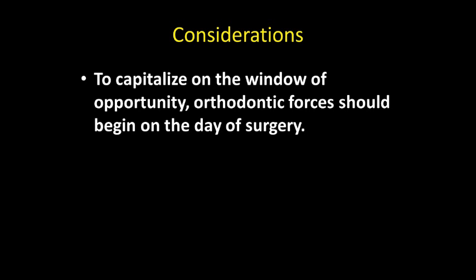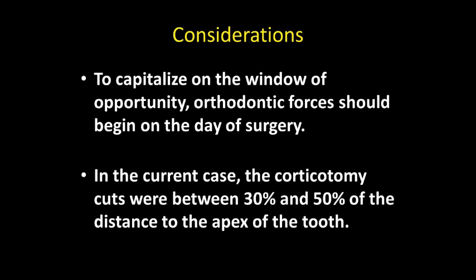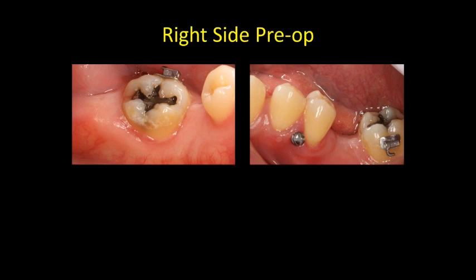And now, considerations. First, to capitalize on the window of opportunity, orthodontic forces should begin on the day of surgery. Second, in the current case, the corticotomy cuts were between 30 and 50% of the distance between the crest of the bone and the apex of the tooth. At this point, we do not know whether 30% is enough, 50% is enough, and as I said earlier, this is an area where we need to do considerable research.